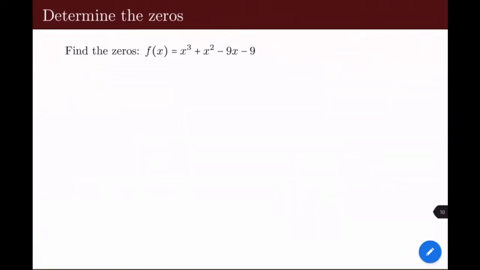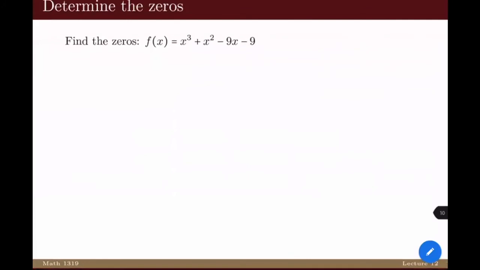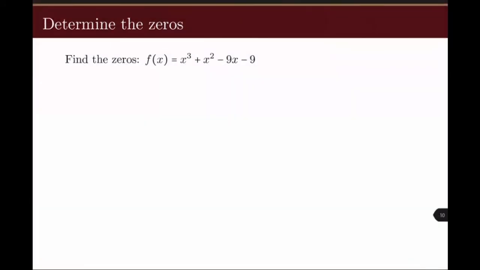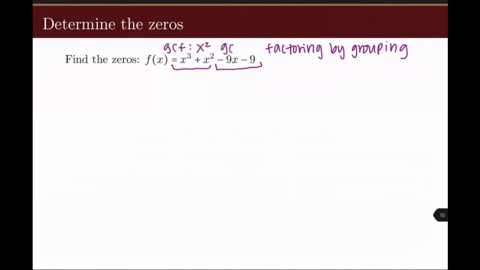Let's move on. Determining the zeros. So we want to find the zeros of f of x equals x cubed plus x squared minus 9x minus 9. If you don't remember, we are going to use the factoring by grouping for these problems. So when you factor by grouping, you essentially group together two terms that have something in common first. So I'm going to pick x cubed and x squared and then negative 9x minus 9, because these both have a GCF of x squared, and these two have a GCF of negative 9.